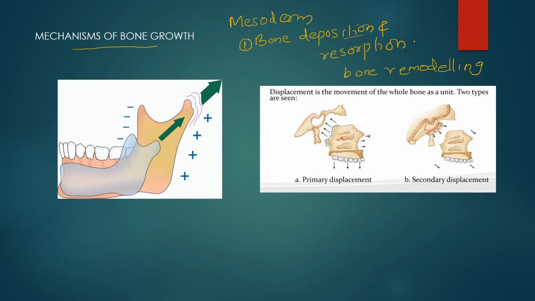The changes that occur are change in size, change in shape, change in proportion, and change in relationship of the bone with the adjacent structures. So by bone remodeling, a bone changes its size, shape, proportion, and its relationship with the adjacent structures. The second mechanism is the cortical drift.